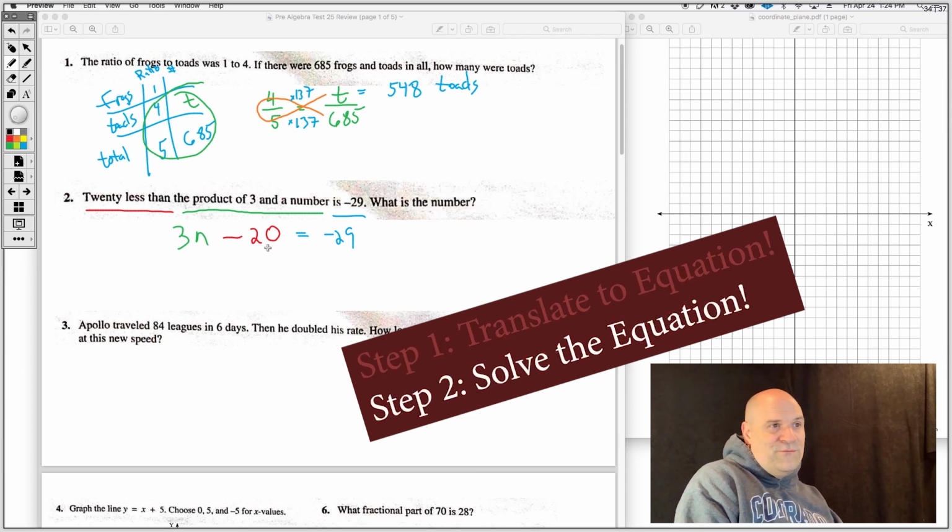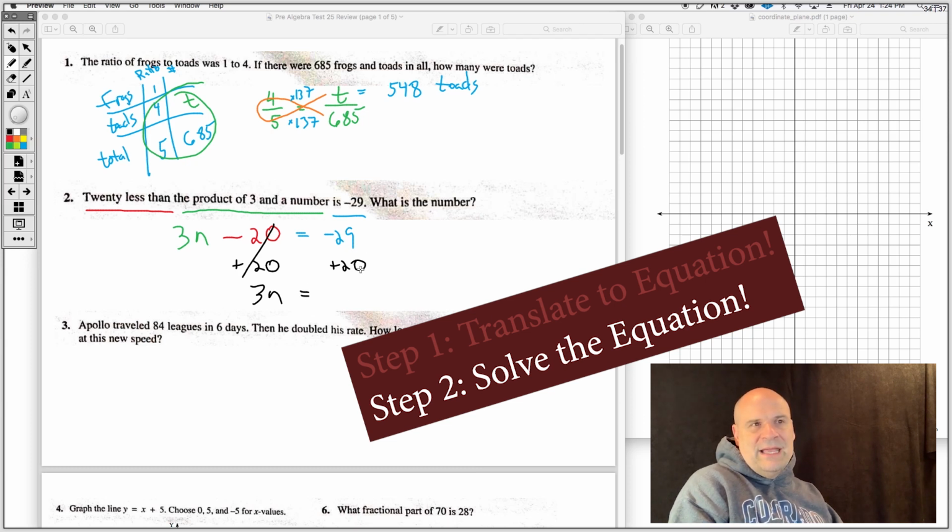So what are you going to get rid of first? Well, this minus 20 looks pretty easy. So let's get rid of minus 20 first by adding 20. Whatever you do to one side, do to the other. So you're left with 3n on this side. And what happens when you add a negative and a positive? They fight. And who had more negatives? They had 9 more.